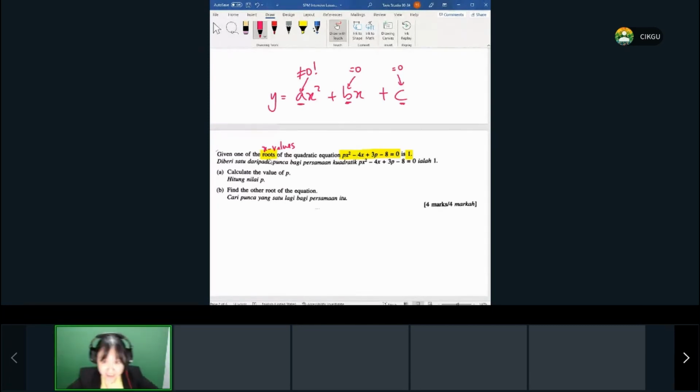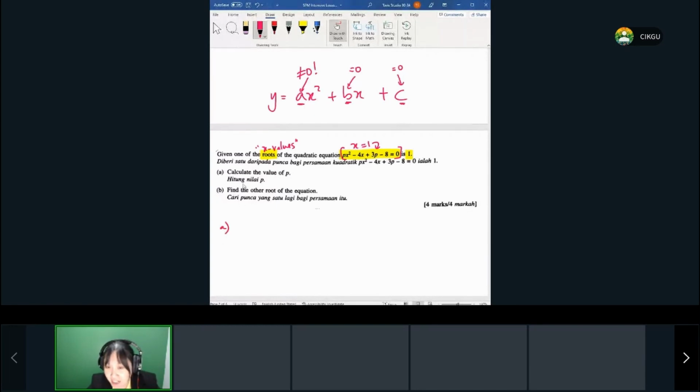So if I translate the question, you can say, given that one of the x values of this equation is 1. So what does that mean? Your x is 1. You can sub it into this equation. The keyword here, root, means x values. So when the question says an x value of this equation is 1, they are telling you that you can sub 1 into the x in the equation.